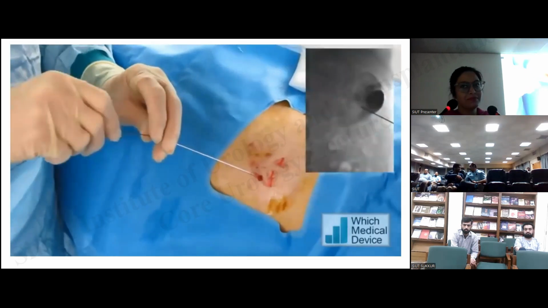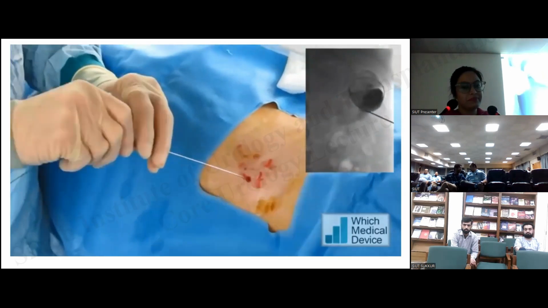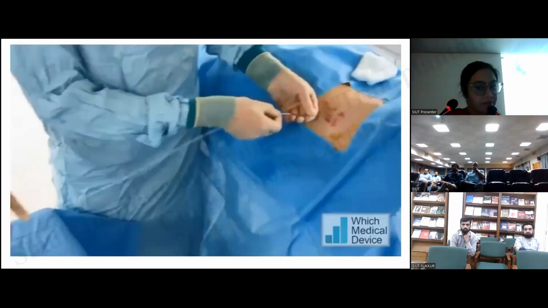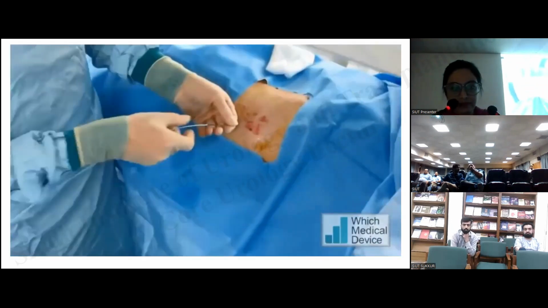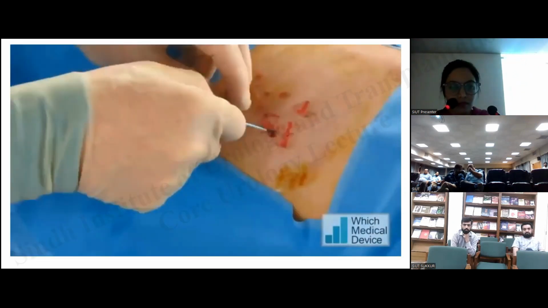a stiffer wire so we can dilate the tract slightly to put in the larger bore nephrostomy tube. And it's a Compe catheter, which has a short angled tip, a little bit like a biliary manipulation catheter. Just going to insert this so that we can then steer the guide wire into the renal pelvis.